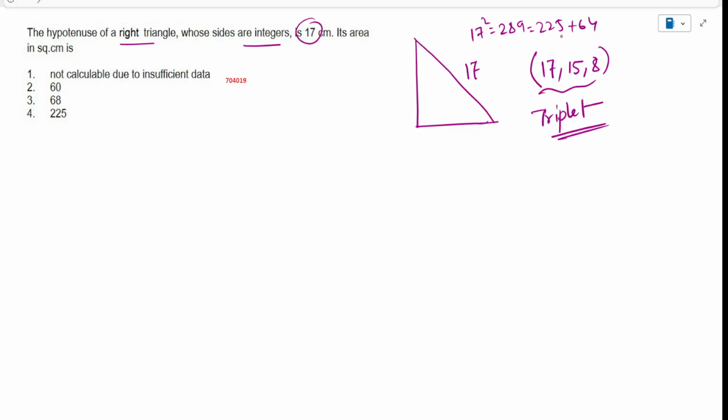Pythagorean triplet: those three numbers form it, like another example is 3, 4, 5. 3 square plus 4 square is 25 and 5 square is 25. This is also a different example. So you can take 15 and 8, that is half into base into height, which gives the area of the triangle. This is 60.